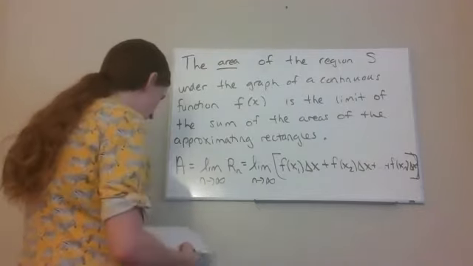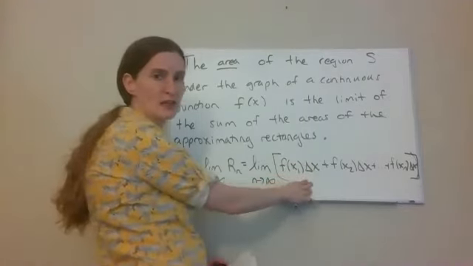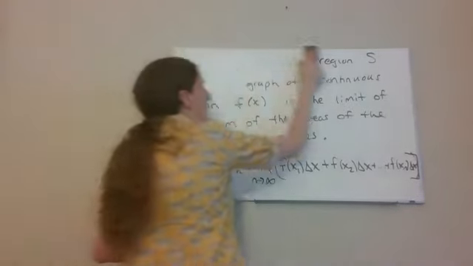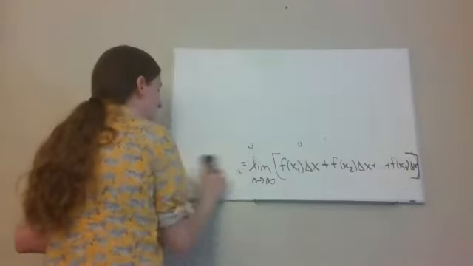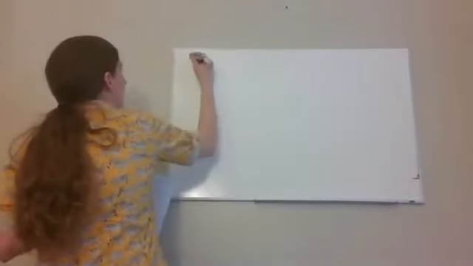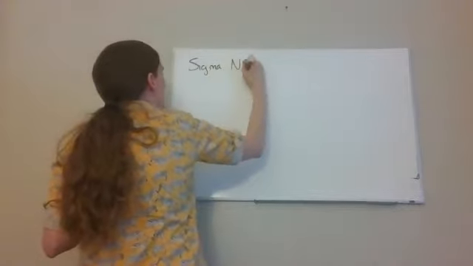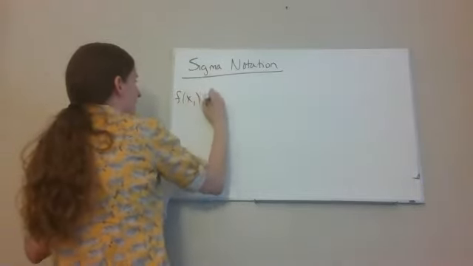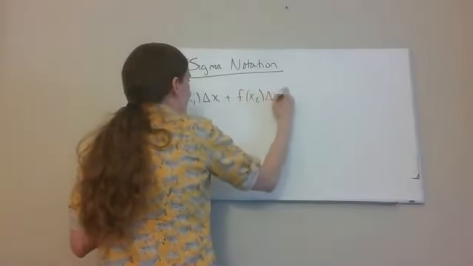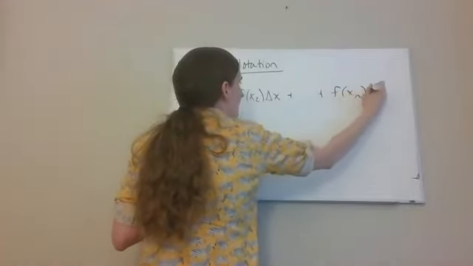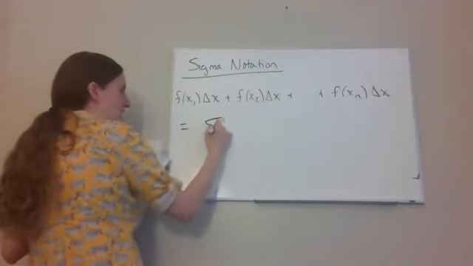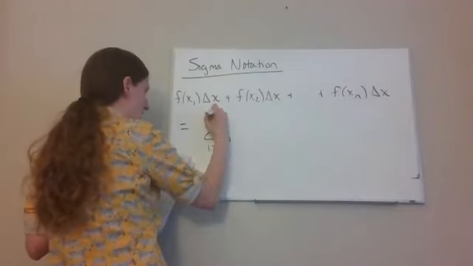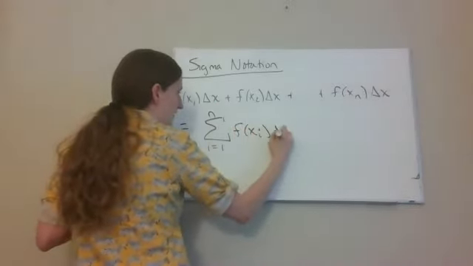All right. So this is very clunky notation, though. It's very difficult having to write that down all the time. So we do have another notation that we use for this called sigma notation. So our sigma notation just says that I can write this f of x1 delta x, f of x2 delta x, all the way through f of xn delta x in just one concise notation that looks like this: capital sigma. That's the capital Greek letter sigma. And I have i equals 1 to n f of xi delta x.